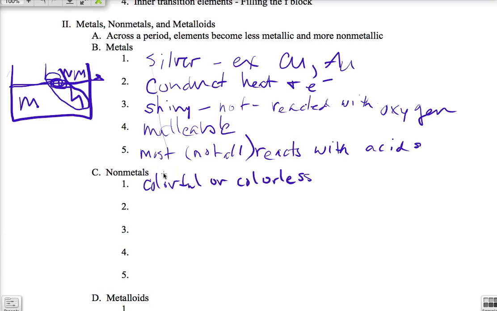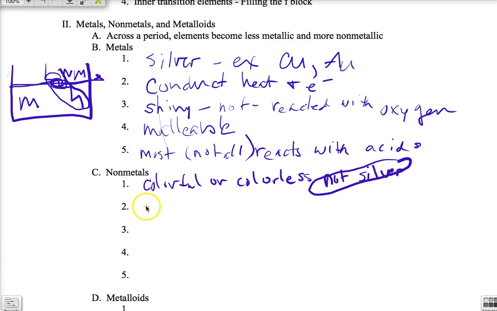So there isn't one set color, but what color are they not? They're not silver. Let's write that down: they are not silver color. That's going to be a huge clue right there. If you have a yellow something, I bet it's a nonmetal. All right, what about the next one?